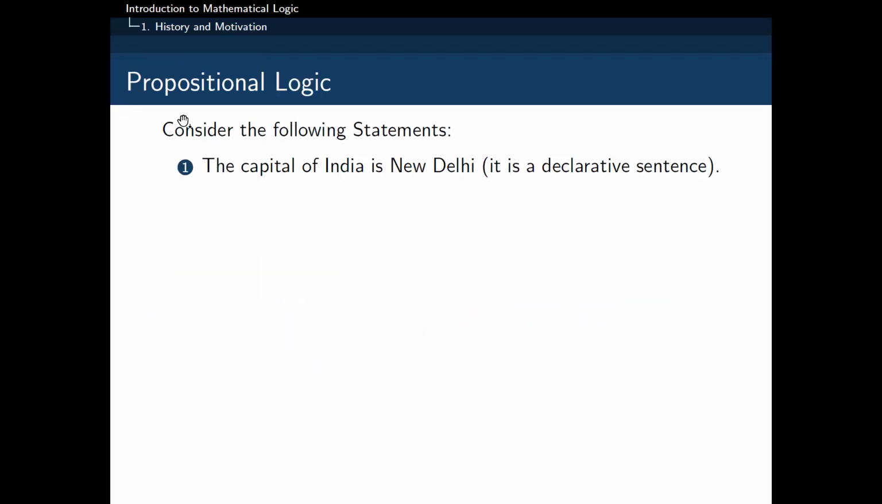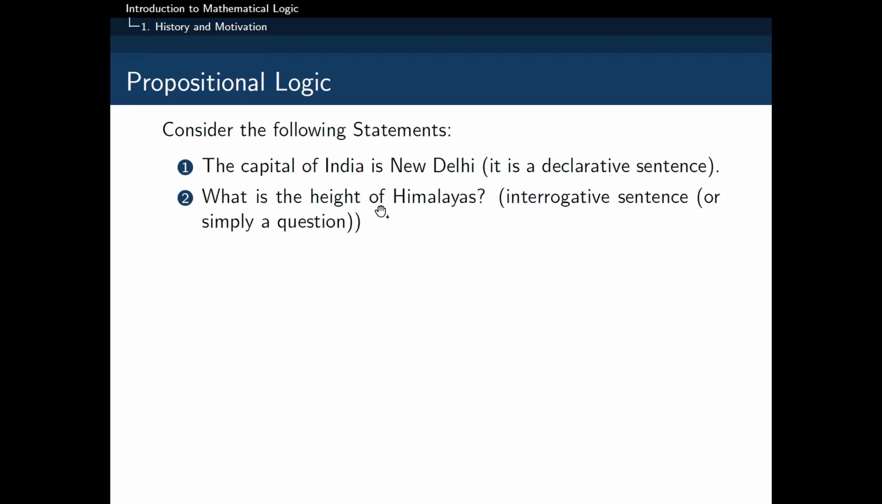So first we start with propositional logic. What is propositional logic? Now consider some statements. First, the capital of India is New Delhi. In English we call it a declarative sentence. Take another sentence: what is the height of the Himalayas? This is an interrogative sentence, or simply a question.